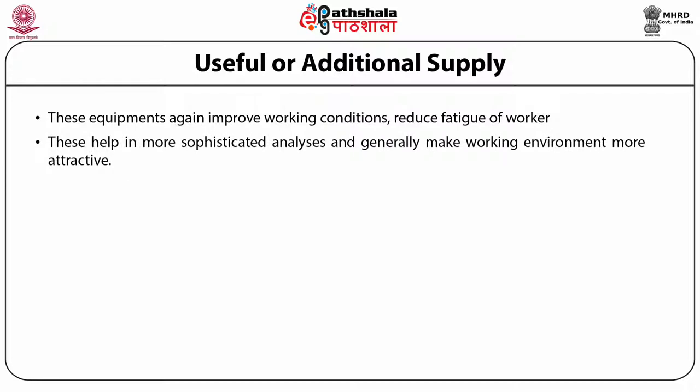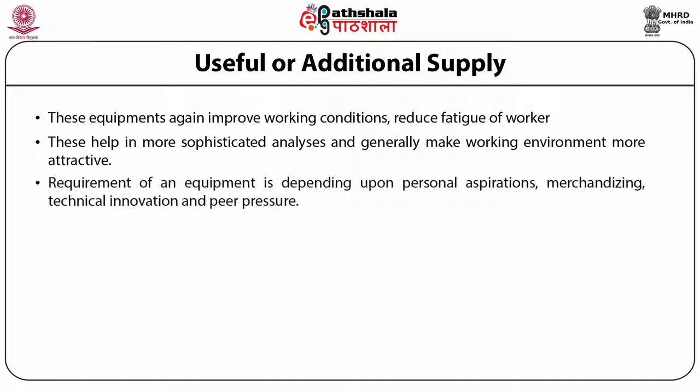These instruments help in more sophisticated analysis and generally make your work environment more attractive. These instruments help in improving work efficiency and producing more reliable results from animal cell culture technology. The requirement of these instruments depends upon the personal aspirations of the lab, mechanizations, technical innovations and prior pressure on your laboratories.